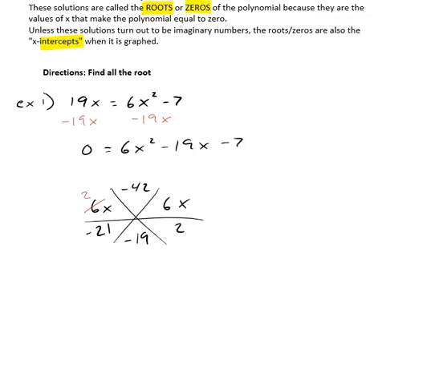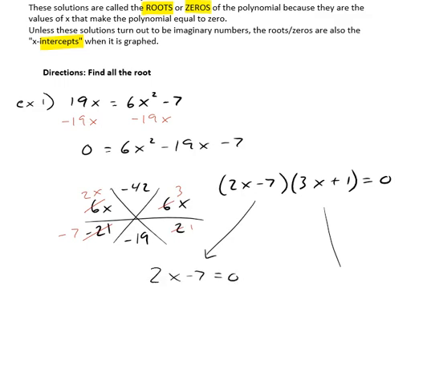6 divided by 3 would be 2x, and negative 21 divided by 3 would be negative 7. And then these 2 can go into both of these, so this would be a 3x and a 1. So I get 2x minus 7 and 3x plus 1. But now we have to set it equal to 0, and this is where the next step comes in. Now we're going to split these two up and solve them each. So this would say 2x minus 7 equals 0, and 3x plus 1 equals 0.